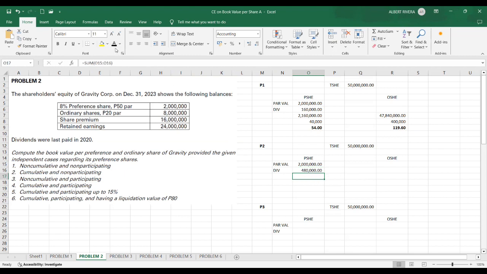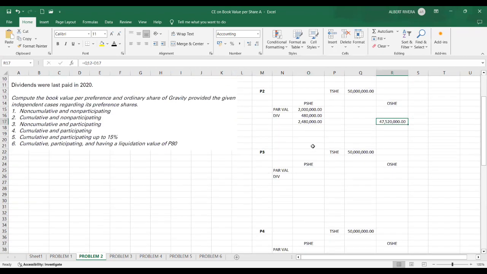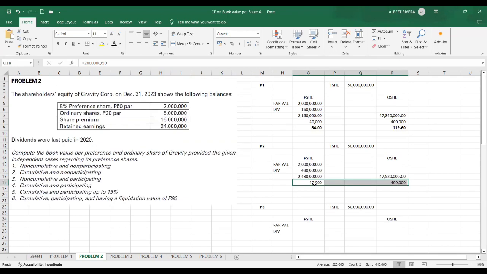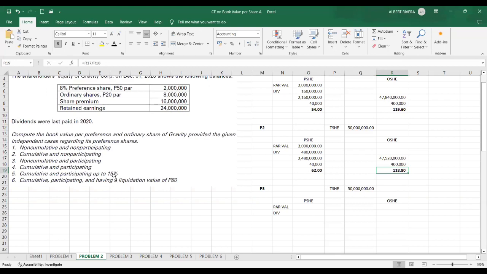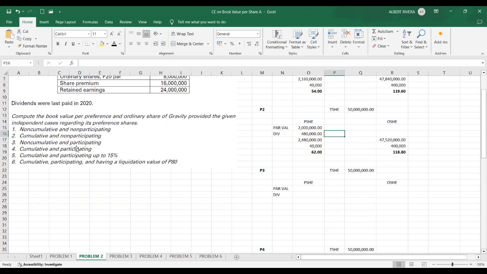And this is 2,480,000. 50 million minus 2.48 million. This is now for your ordinary stockholders' equity. Divided by, again, the number of shares outstanding, which is 40,000 for preference and 400,000 for ordinary. So answers are 62 for preference, and the book value for the ordinary share is 118.80. Let's have item 3. This time, non-cumulative and participating. Okay? Problem 3, non-cumulative and participating.